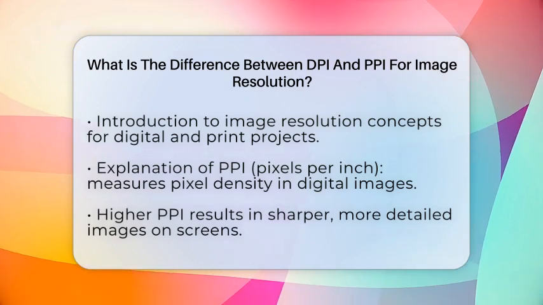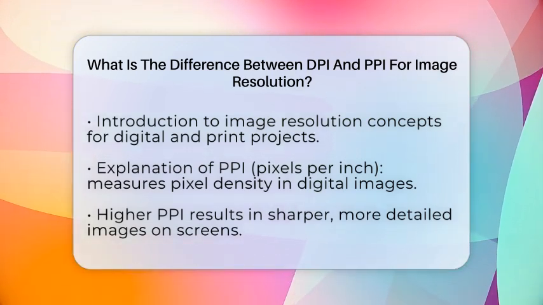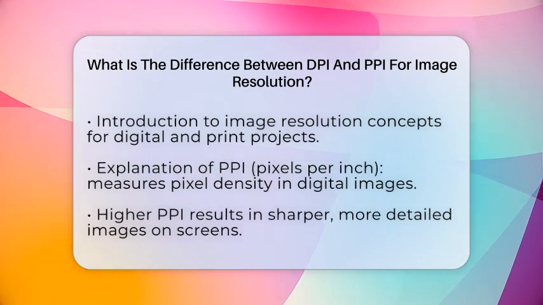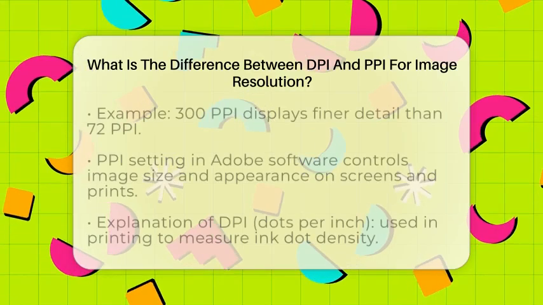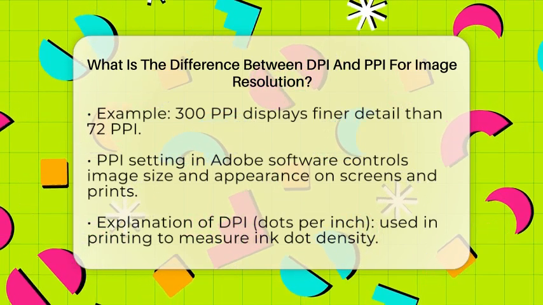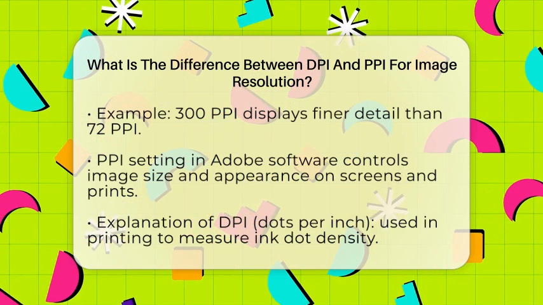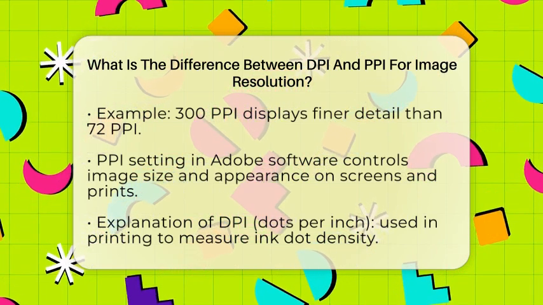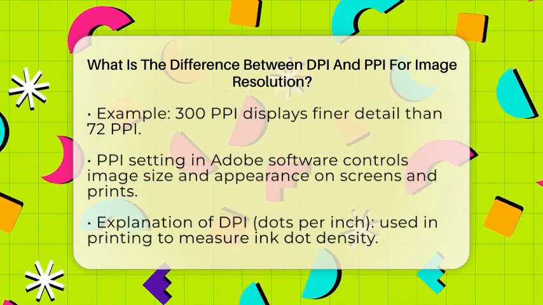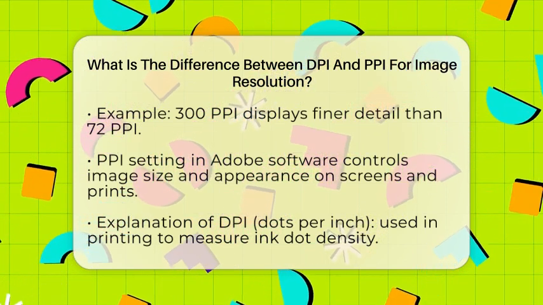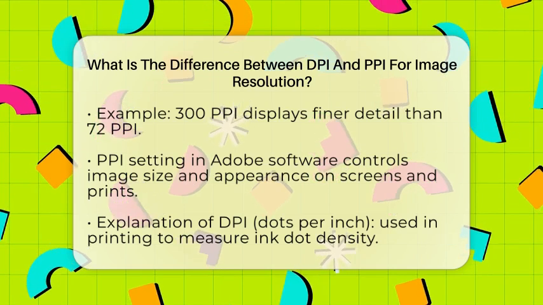Pixels are tiny dots that make up digital images. When you look at a photo on your computer or phone, it's made up of thousands or millions of pixels. PPI tells you how many of those pixels are packed into each inch of the image. The higher the PPI, the more pixels fit into each inch, making the image look sharper and more detailed on screens. For example, a screen with 300 PPI will display much finer detail than one with 72 PPI.